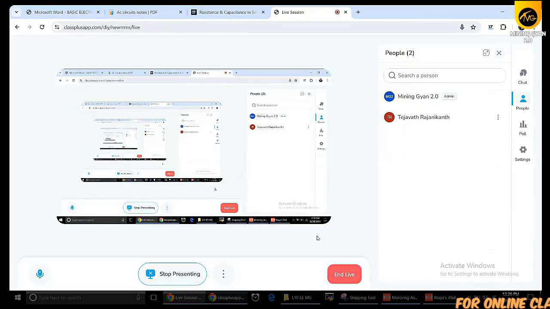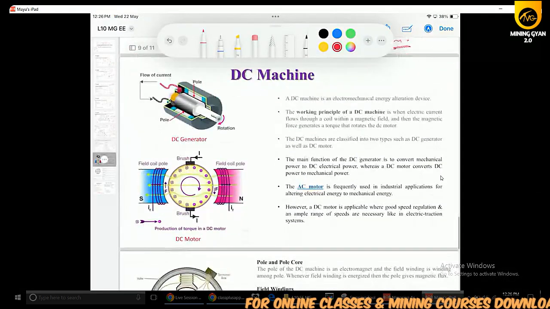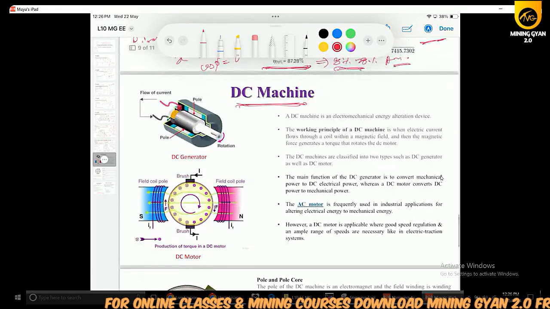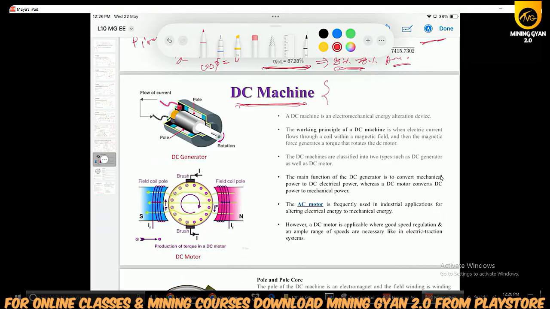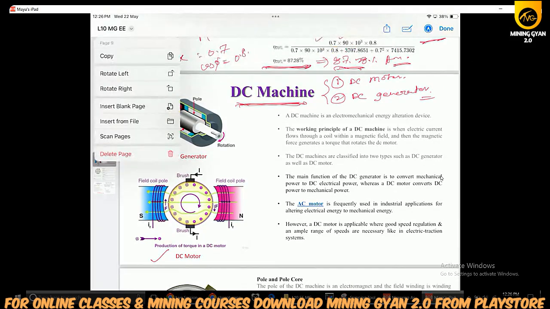Next, now the transformer topic is over. Coming to the DC machine part. In DC machines, today I'm giving you just a brief introduction. After that, we will see some numerical questions. There are two kinds of DC machines. First is the DC motor, and the second is the DC generator. This is the DC generator, and this figure relates to the DC motor. What are the DC machines?